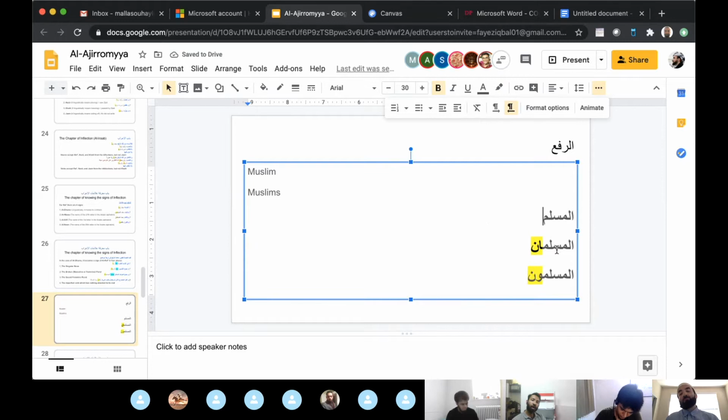Okay, so this is the general rule in Arabic, right? This is the qaida. This is how you make something dual, and the third one is how you make something plural. And just like in English, the rule to make something plural is to add an S. So this is the general rule.